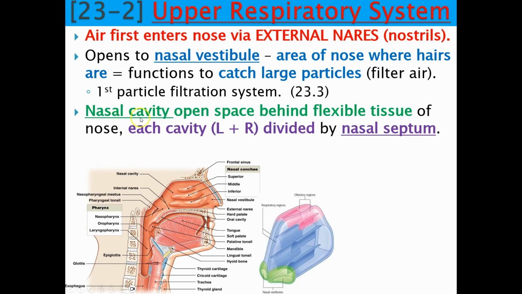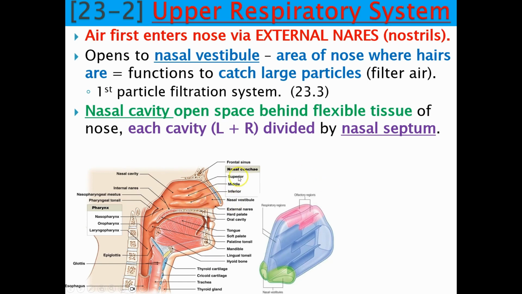All right, the nasal cavity is going to open behind some of the flexible tissue of the nose, and it's going to be divided by the nasal septum. We have some minor flexibility in the anterior portion of our nose, which is right here. This, of course, represents our hyaline cartilage. And then once we move to the posterior side, we're into the nasal cavity. The nasal cavity is pretty far beyond where your finger would reach.